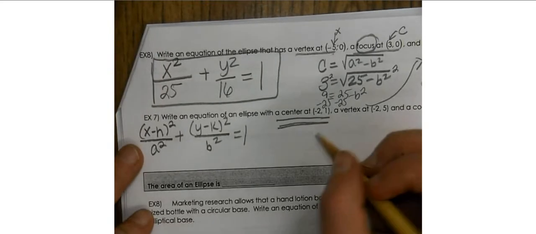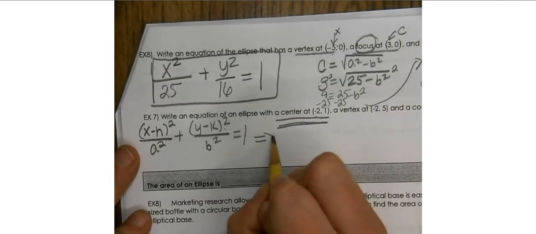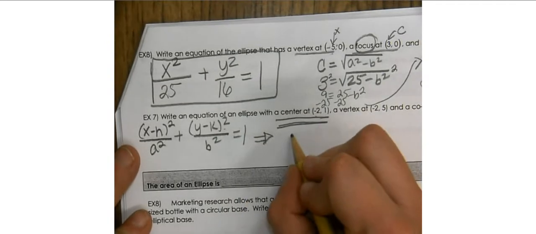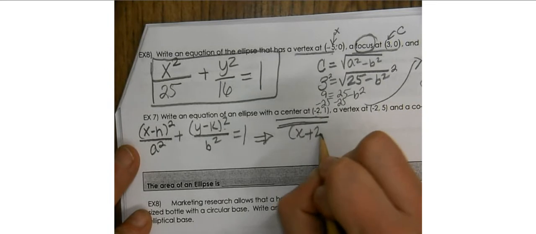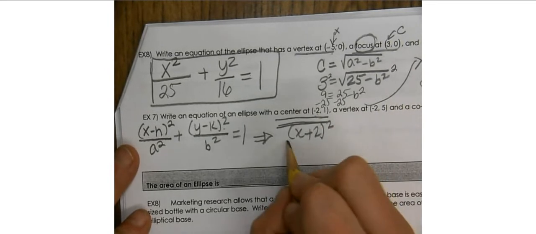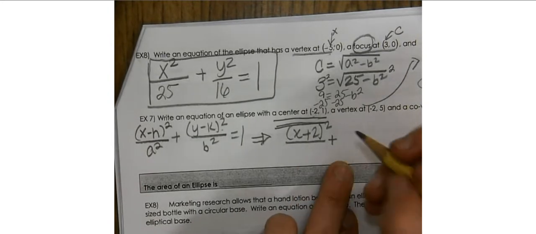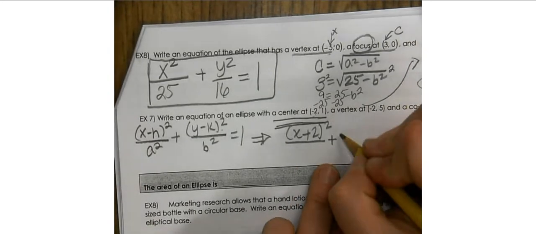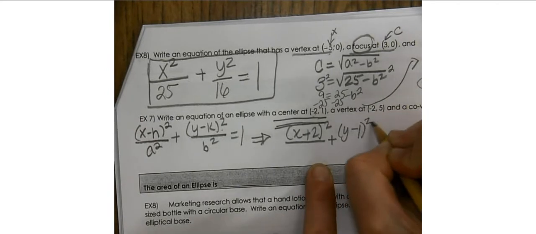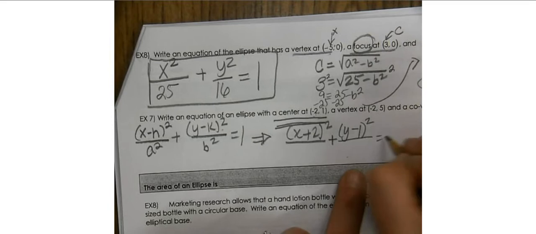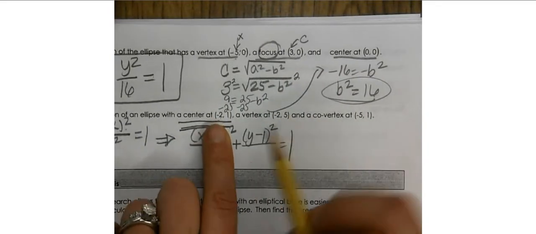So we already know what's going to go into our parentheses up here. And I know that that's going to be x, and then the opposite of -2 is +2, so x plus 2 squared over something, I don't know what it's going to be quite yet, plus y, and then the opposite of +1 is -1, so y minus 1 squared over something, I don't know what it is yet, equals 1. So now, since this is our center, look at our vertex.